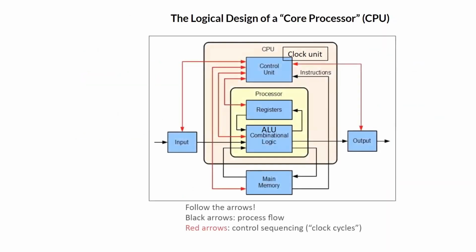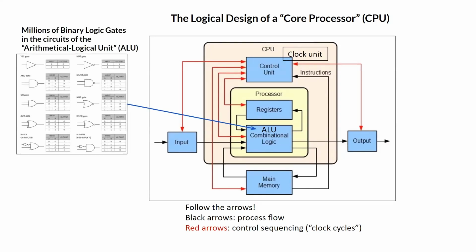Well, here's the logical design of a CPU. You'll see diagrams like this in any computer science book. The black arrows show us how the processes flow in and out and through the CPU, and the red arrows, how the control sequences work, including the clock unit. Now, inside the arithmetical logic unit, the ALU, are all of these millions of binary logic gates, which we can use to do all kinds of things, mathematical calculations, control the flow of truth and false and presence and absence, when we want to do any kind of processing of any symbol.